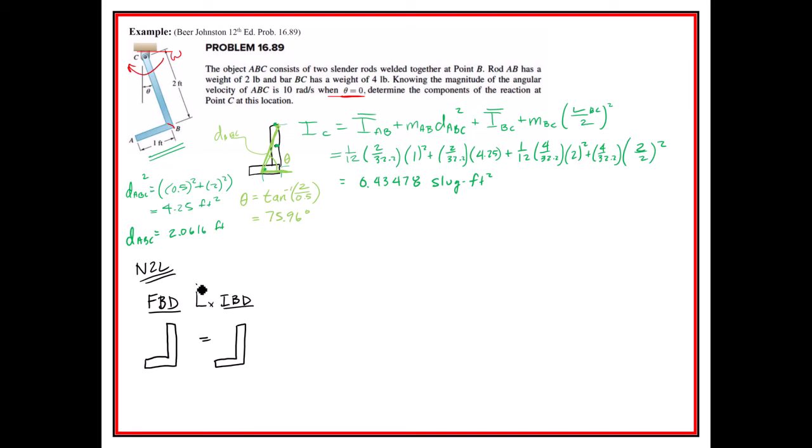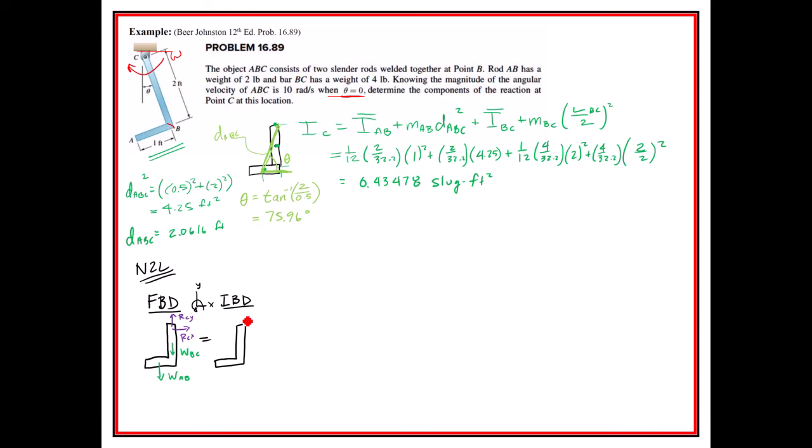We'll define our coordinate system and apply our reactions. So it's going to be RCY and RCX. I'm going to put on my gravity. We'll have the weight of AB, and also, I'm a little crazy, weight of BC.